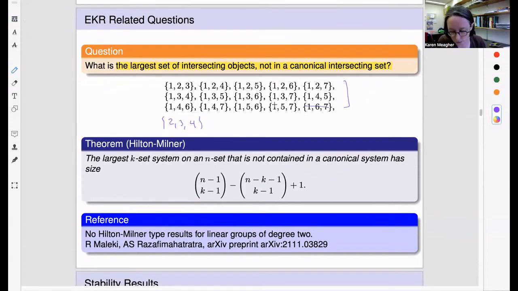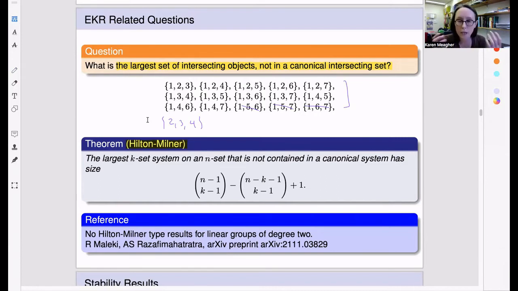And then I throw away the ones that get wrecked, right? So if I take all the sets that contain 1, add one set that doesn't contain 1, and throw away the ones that aren't intersecting with this new one, this gives me a set that's still intersecting, but it's no longer contained in a canonical one. These are called Hilton-Milner theorems. Hilton-Milner proved that this construction will give you the largest intersecting set system that's not contained in a canonical one.